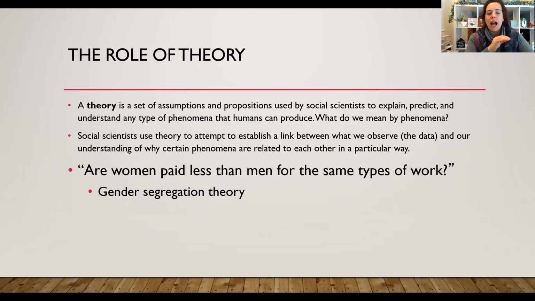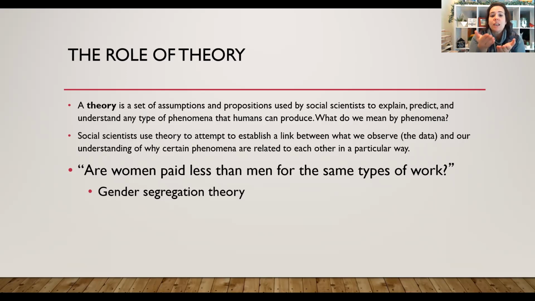Okay. What is a theory? A theory is a set of assumptions and propositions that is used by social scientists to explain, predict, and understand different types of phenomena that humans can produce. So what does that actually mean? It's really, we're trying to establish a link between what we observe and then our understanding of why people behave the way that they do, right? It's actually bridging that gap.